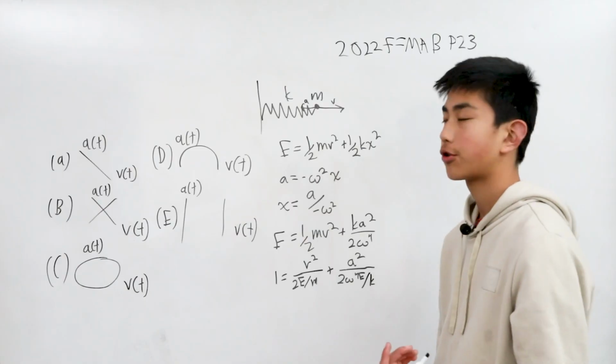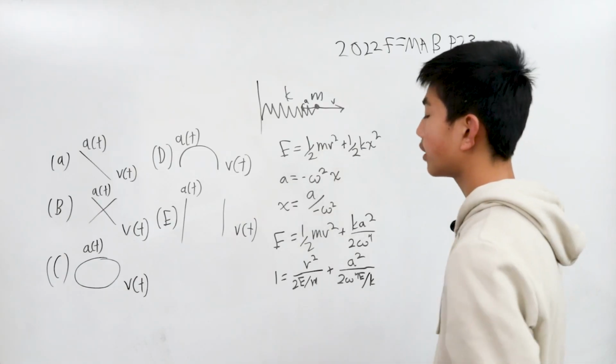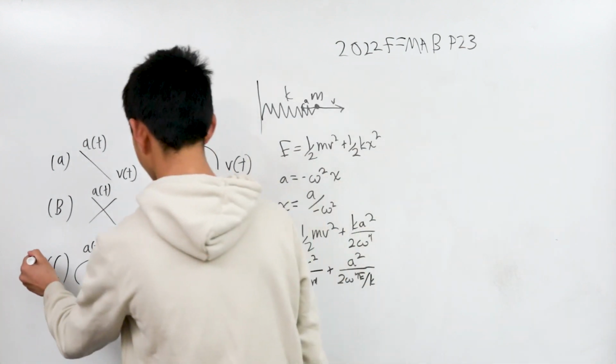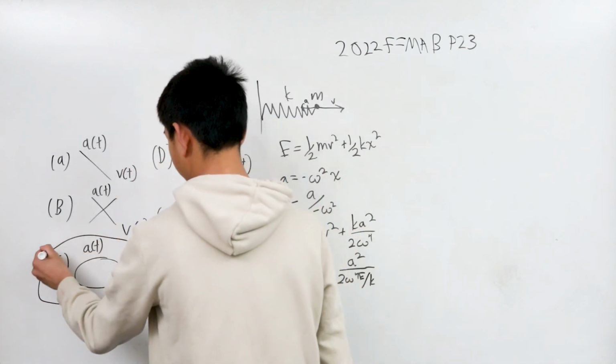So we look at the answer choices and see that C is the only ellipse answer choice. So we can then denote that C is our answer for this problem.